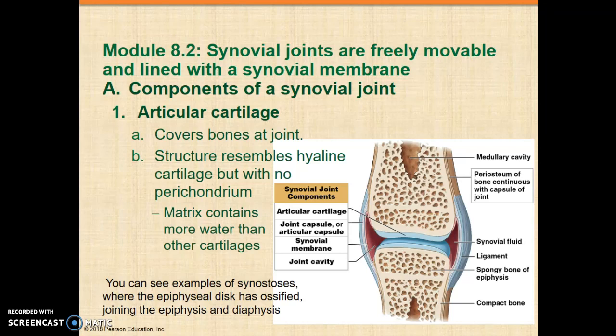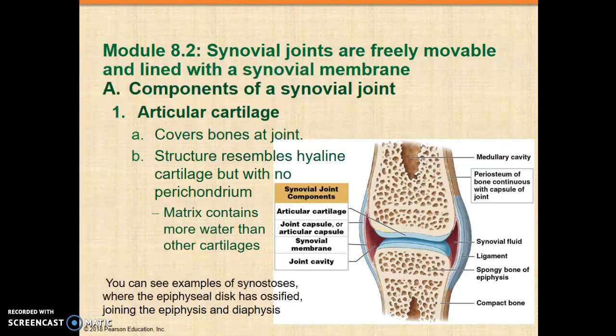So this is a typical synovial joint. Synovial joints have a lot of common characteristics. At the end of each bone will be articular cartilage, and this is hyaline cartilage. And it is for lubrication and reduction of friction. Here you can see an example of a synostosis, where the epiphyseal disc has ossified joining the epiphysis and the diaphysis.